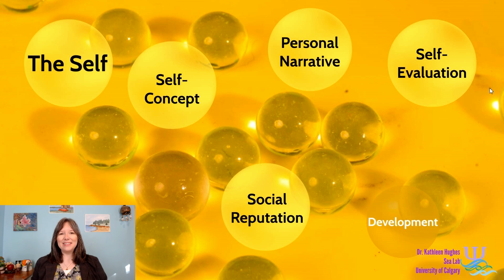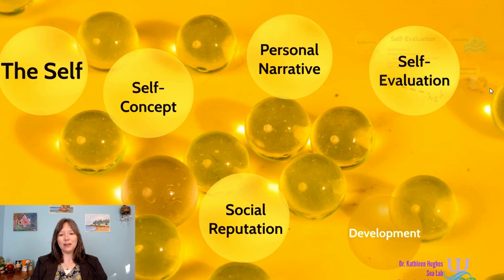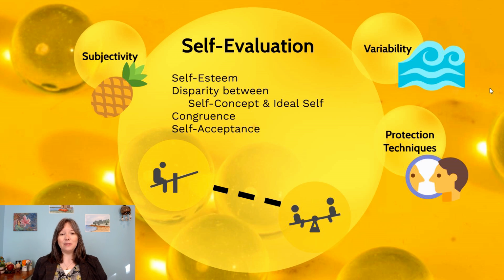Of these bright yellow bubbles, the last one we're going to talk about is self-evaluation, also known as self-competence or self-esteem. By self-evaluation, this is really not when we're worried about the external pressure of who we are and our external social reputation, but it's more about the distance between our true self and our ideal self and how we evaluate how we're doing.